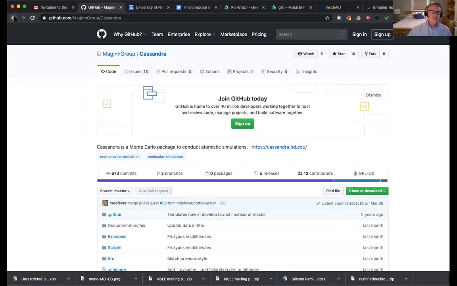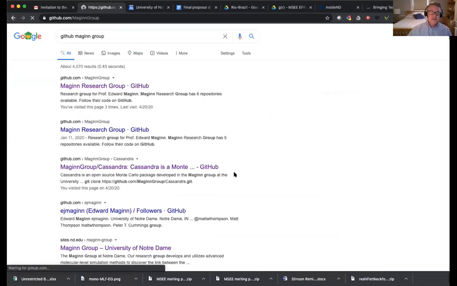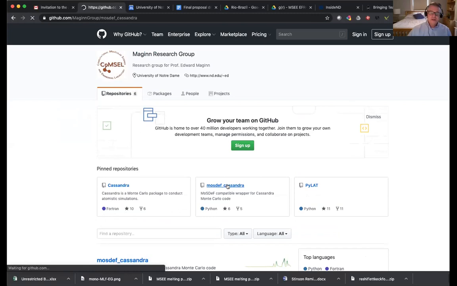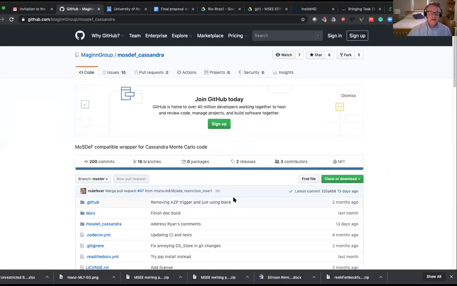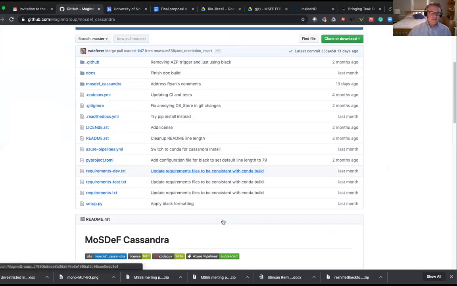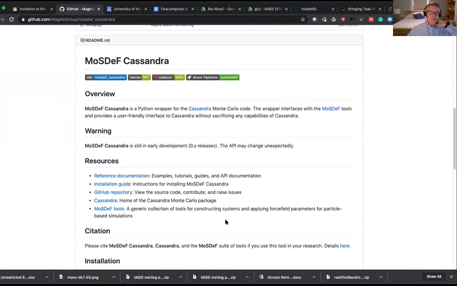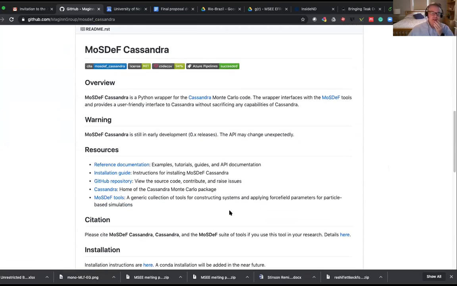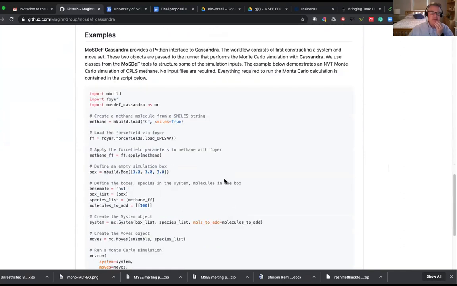There's another piece of this called MoSDeF Cassandra. This is a Python wrapper that goes around Cassandra. You can read about how this works, but essentially you write a Python script, and we use these other tools in the so-called MoSDeF development package. So mBuild allows you to build molecules. Can you guys all see this? I don't know if you read Python, but here, if you wanted to build a methane molecule, you would simply give it the SMILES string for methane, and that's it.